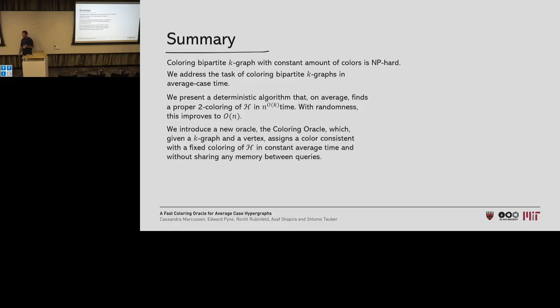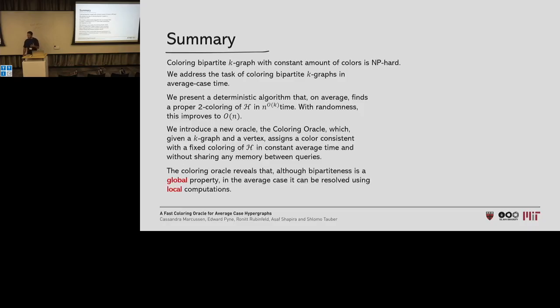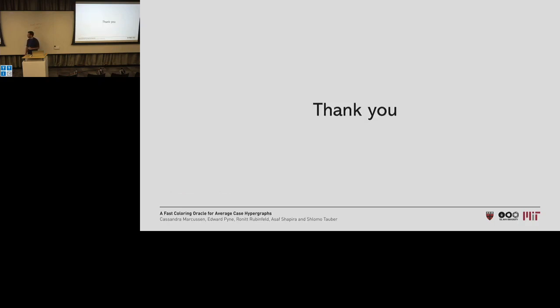We introduce a new oracle, a coloring oracle, that, given some arbitrary vertex, colors it in a consistent way. It does so in a constant amount of time on average, and it doesn't need to share any memory at all. What the oracle reveals is that even though being bipartite is a global property of the hypergraph, in the average case, we can use only local computations and still resolve it in a consistent way. So, thank you.